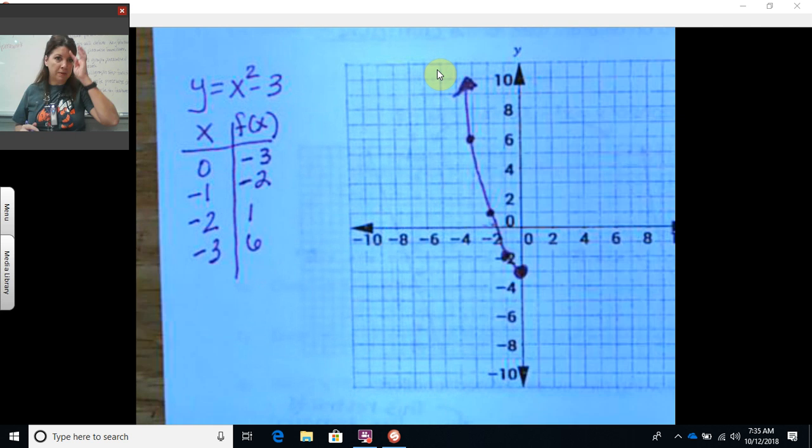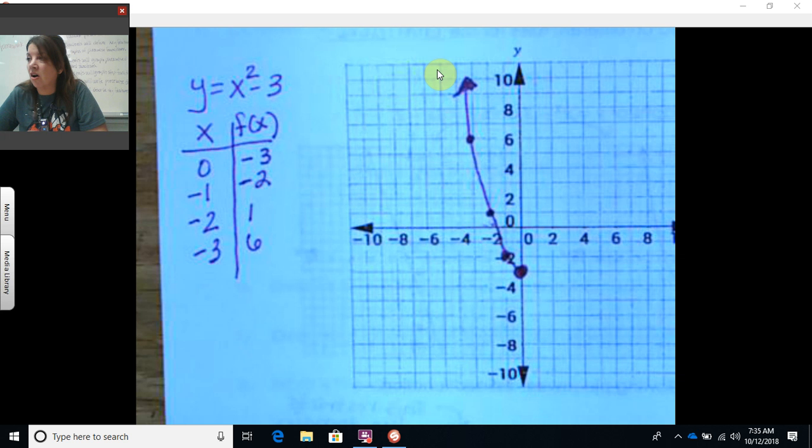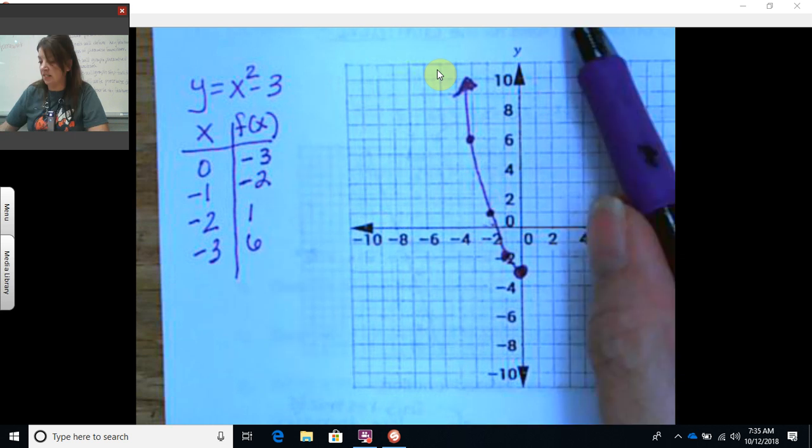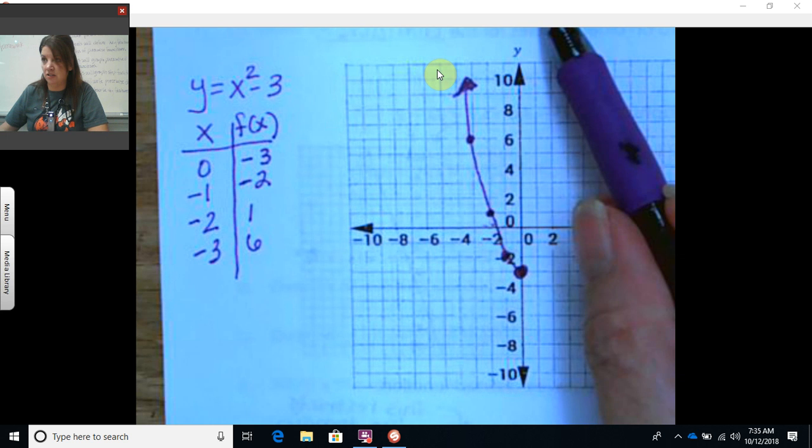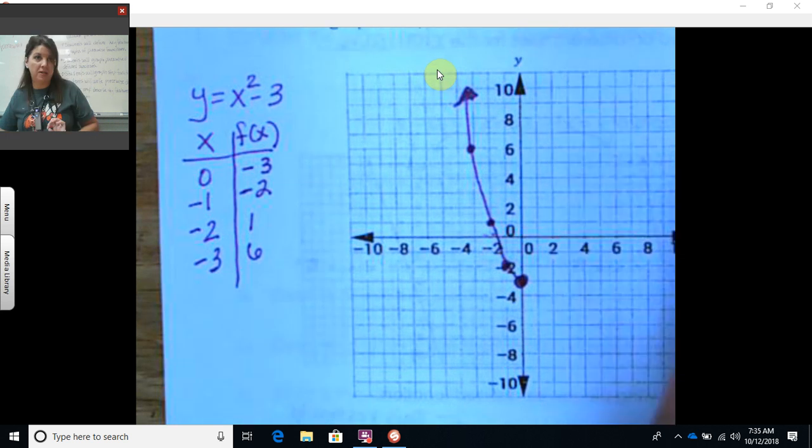And I could keep on going if I want to, but I'm probably going to get points that are starting to get off the graph. So that's enough. We know parabolas are symmetrical, but are we going to draw the other side of this parabola? No, because we only want the piece that has x values of 0 and less than that. So we don't draw the other side. We only draw this piece. Is everybody cool with that?